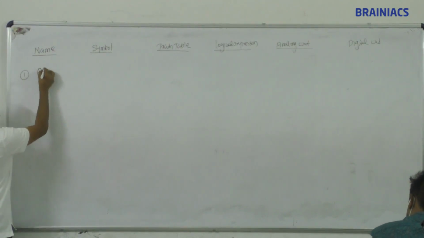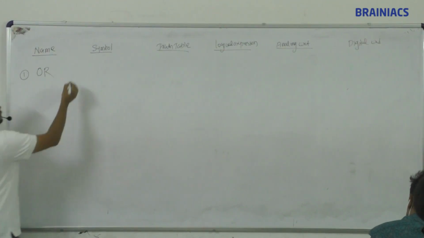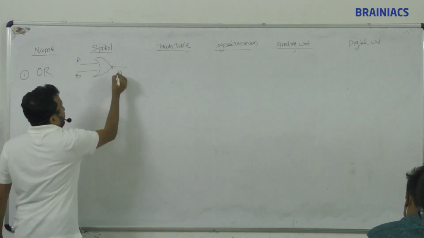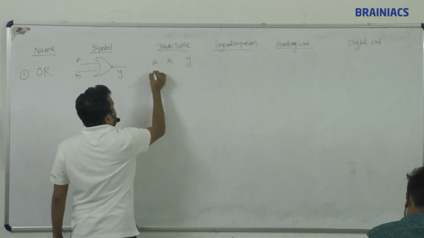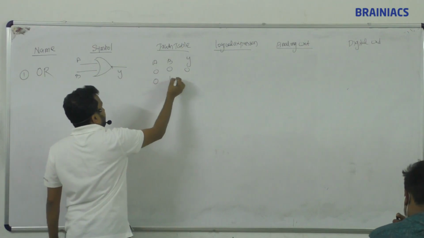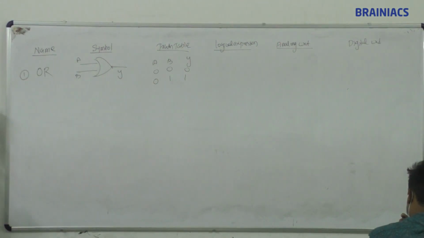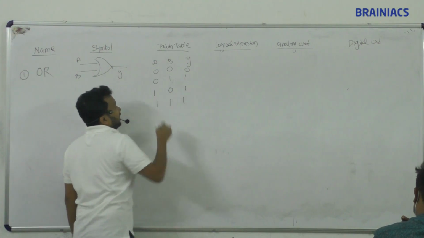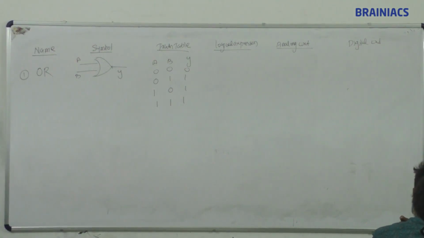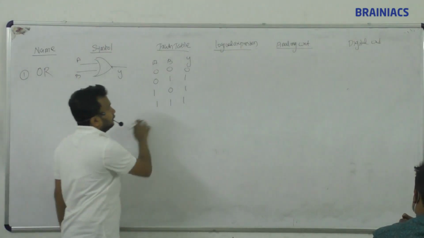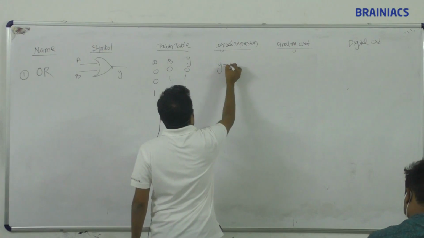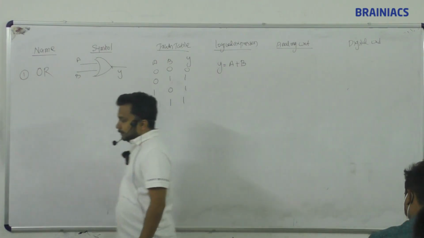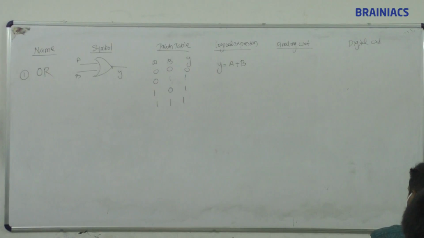First one, OR gate. OR gate in the symbol: two inputs A and B, output Y. Truth table A, B, Y: 0, 0, 0; 0, 1, 1; 1, 0, 1; 1, 1, 1. OR gate means addition, correct? 0 plus 1 is 1, 1 plus 0 is 1, 1 1 it is 1. Logical expression: Y is equal to A plus B.